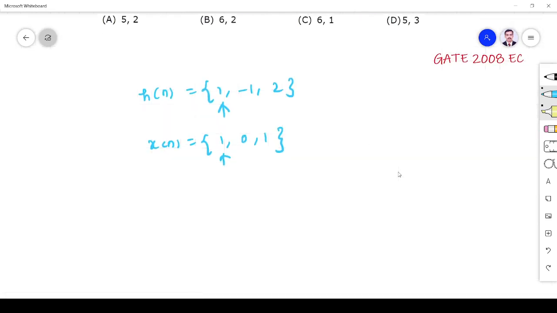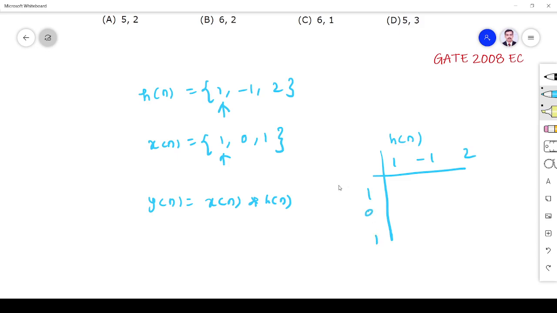So first we have to find out what y of n is. y of n is x of n convolved with h of n. How can we find it? We have to use the tabulation method. This is h of n, and this is x of n: 1, 0, 1. Cross multiply: 1, minus 1, 2, then 0, 0, 0, then 1, minus 1, 2.